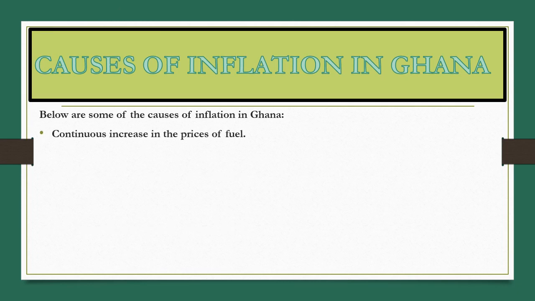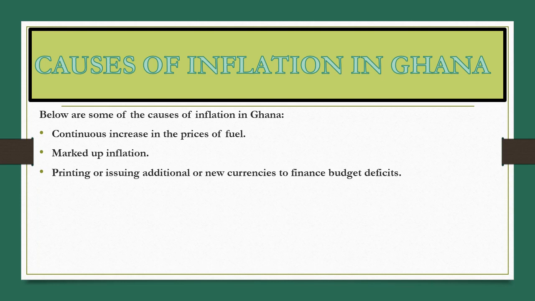1. Continuous increase in the prices of fuel. In Ghana here, whenever prices of fuel increase, then what happens? It affects virtually everything. Then the prices of all other things increase. 2. Mark-up inflation. Now we've already explained mark-up inflation. 3. Printing or issuing additional or new currencies to finance budget deficits.